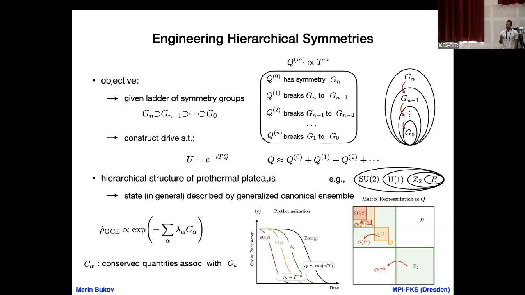Now, the state during these plateaus in the presence of those symmetries is something like a generalized canonical ensemble. This is essentially the same way that you can go from a canonical ensemble to the grand canonical ensemble, where you add the particle conservation. Then you could consider adding more of those conservation laws in case you find this necessary.